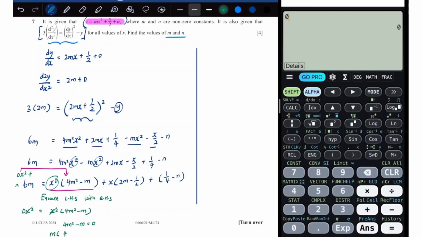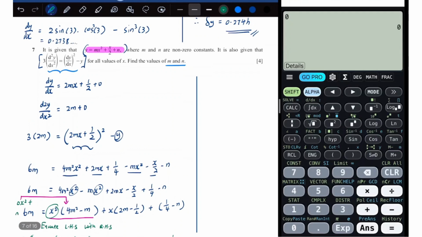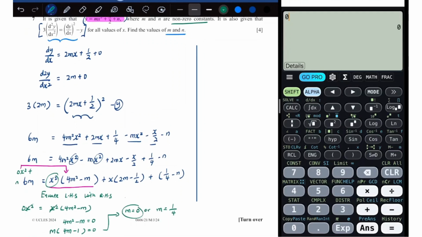Factorize out the m, so you'll get m(4m minus 1) is equal to 0. So you have two possibilities here. You can get either m is equal to 0 or m is equal to 1 over 4. But since m is a non-zero constant, we have to reject this one. Okay, so this is rejected.